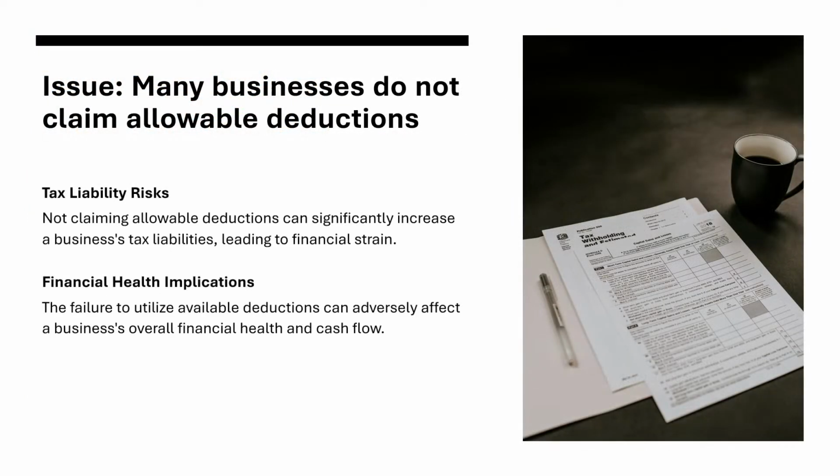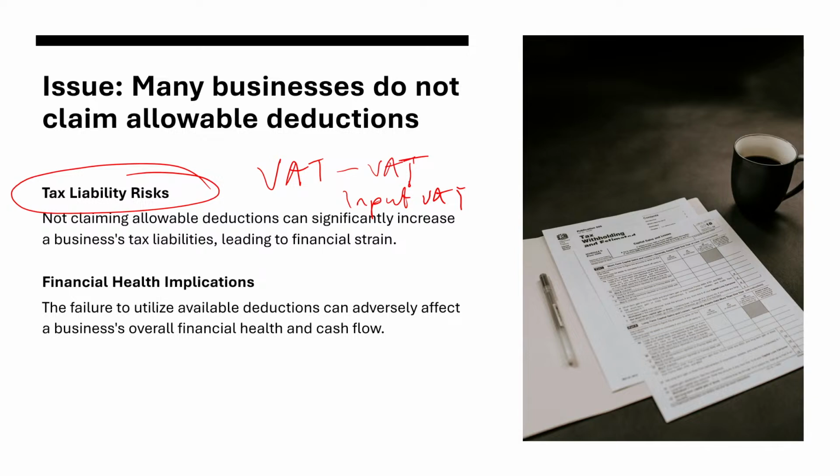So, what is the issue here? If you do not claim your allowable deductions, your tax liability risk increases, because you now have a bigger tax liability. For example, you are VAT registered, right? And sometimes you are buying from VAT registered suppliers, but you are not keeping those receipts. And as you are not keeping those receipts, you are not claiming your input VAT. That means you are paying more tax, which you are not supposed to be paying, right? So this is the disadvantage of not looking into allowable deductions or taking advantage of tax deductions.